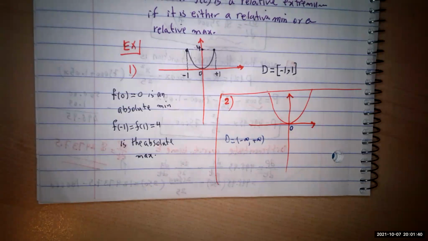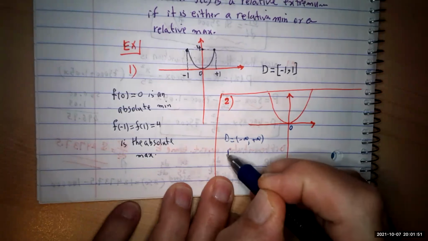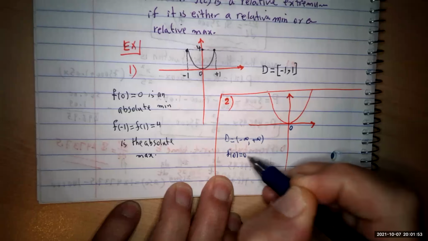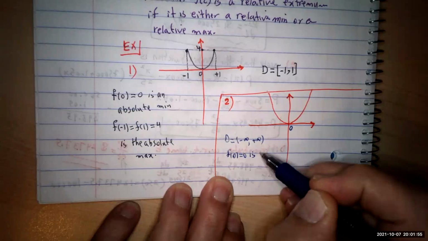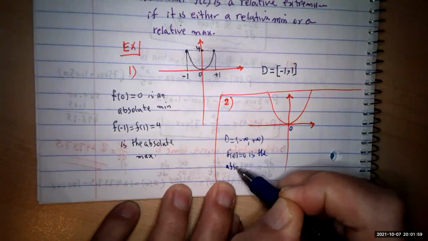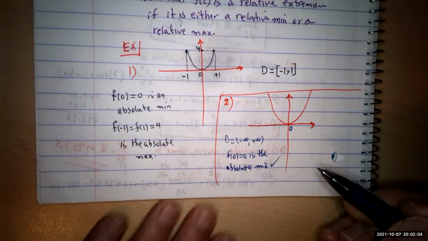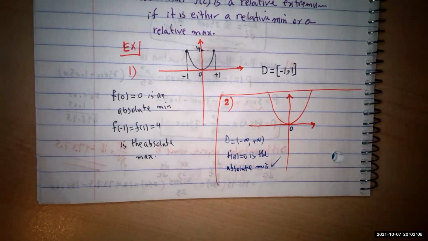Some people say the maximum is infinity, but we cannot get to infinity. So this function would have only f of 0 equal to 0 as the absolute minimum. You don't have anything else for this one because you don't have the maximum.